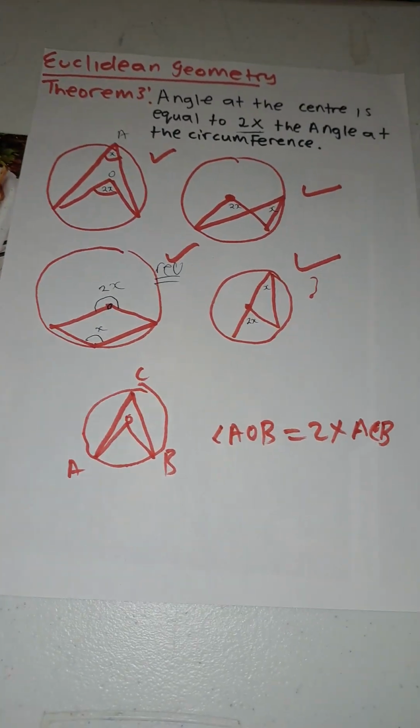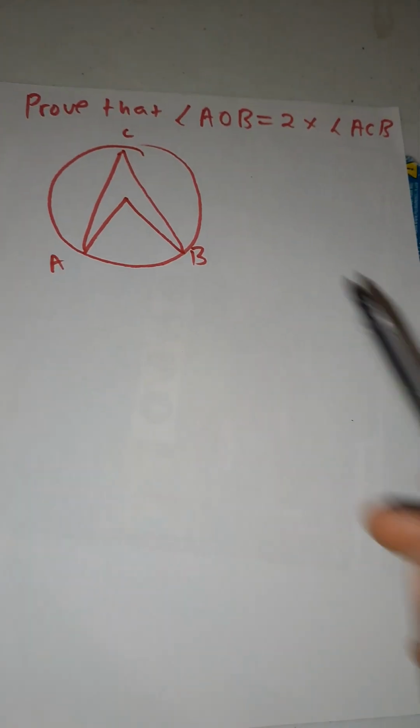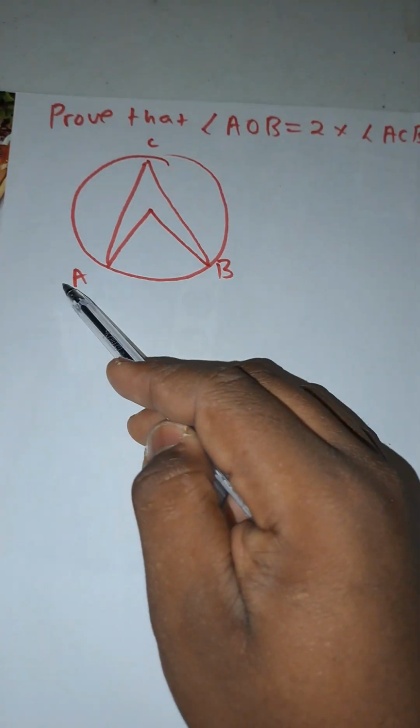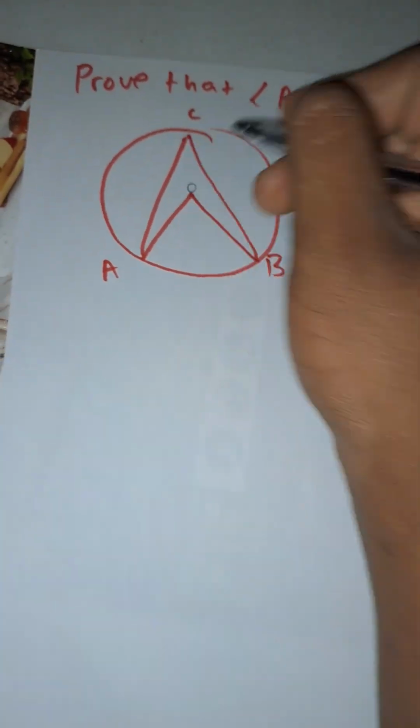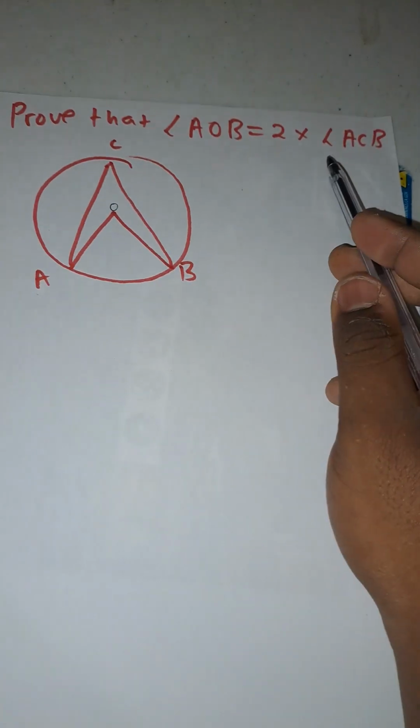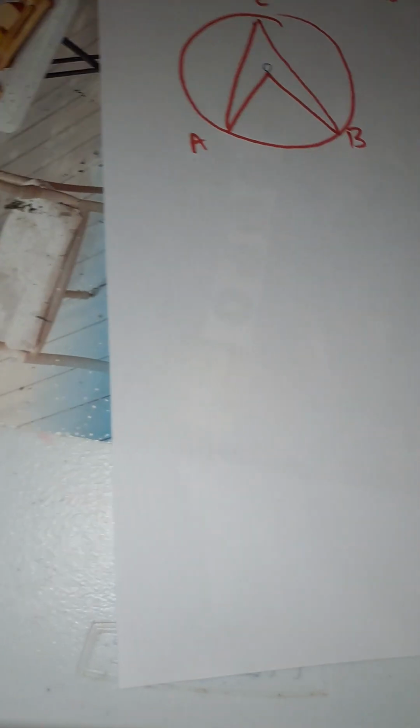So let's go to the proofs, guys. So here's a proof. They're saying prove that angle AOB, where this is my O there, is 2 times the angle ACB. Okay, so now the first thing that you're going to do, let me just construct. You know, the first thing is construction.